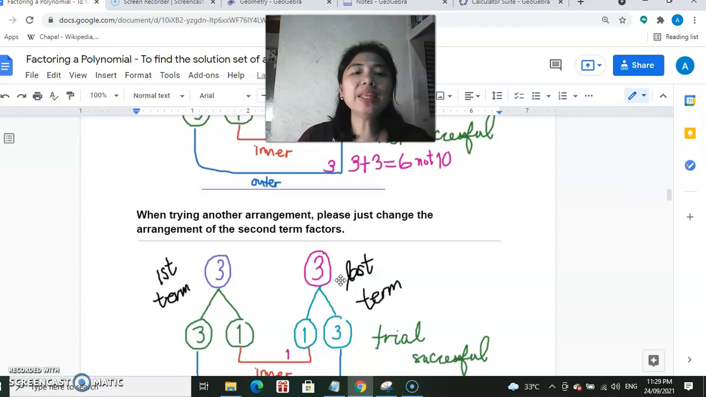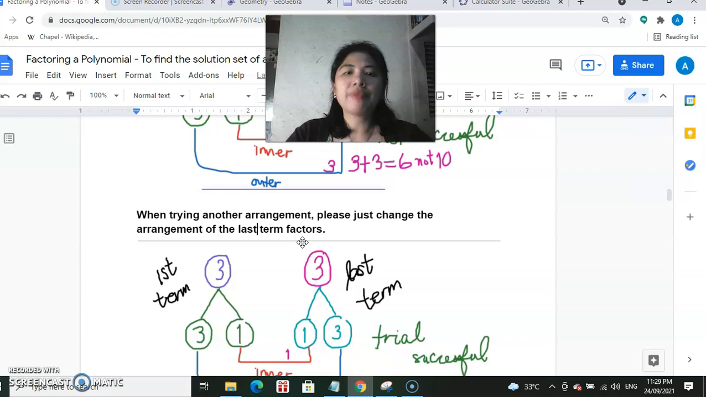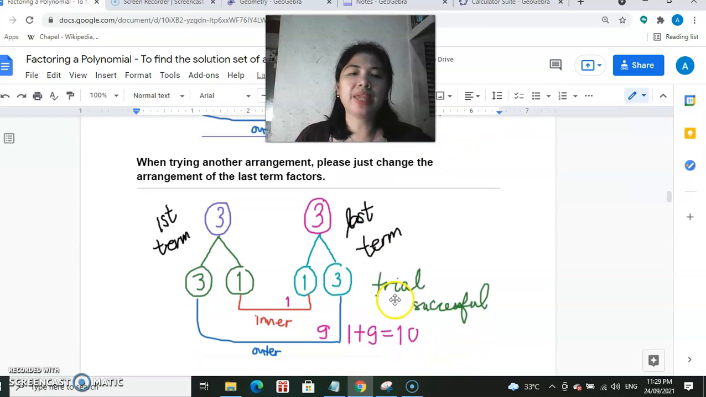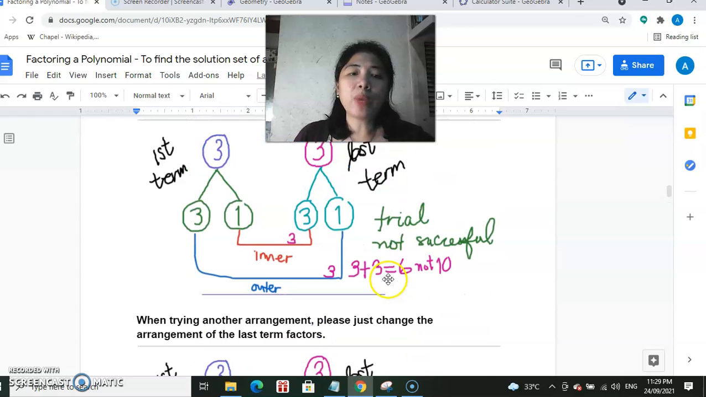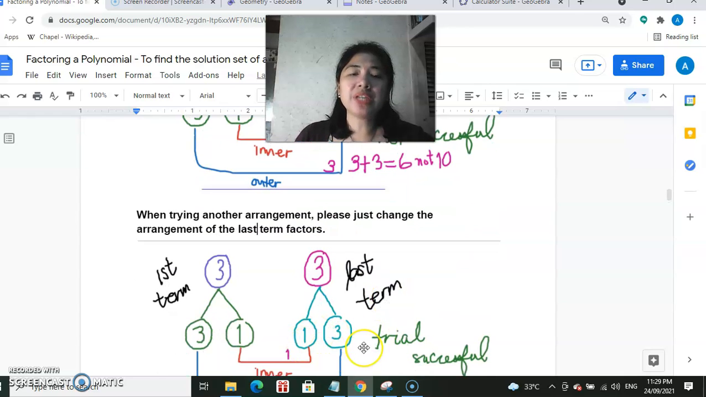So in trying another arrangement, please just change the arrangement of the last term factors, or the factors of the constant. A while ago we had 3, 1. So we change the order into 1, 3.